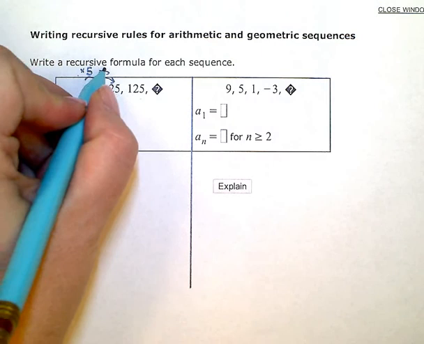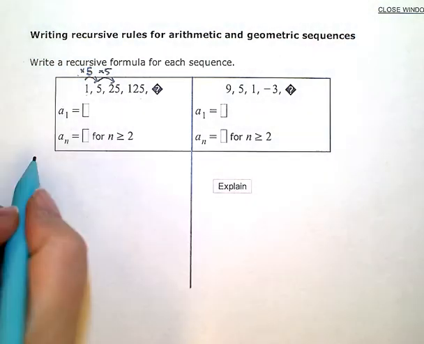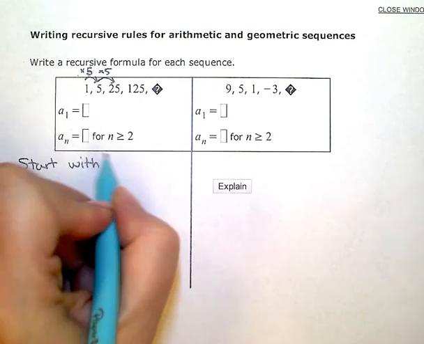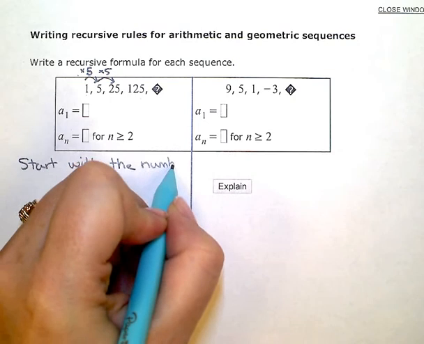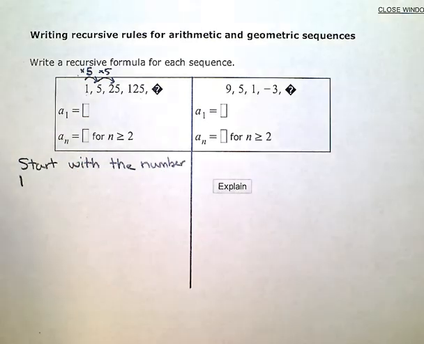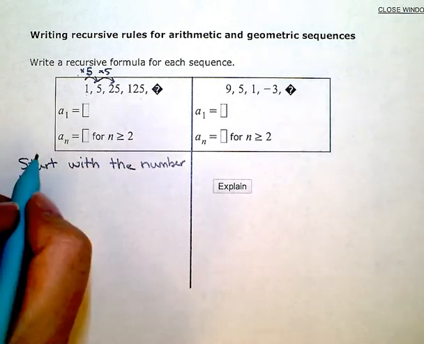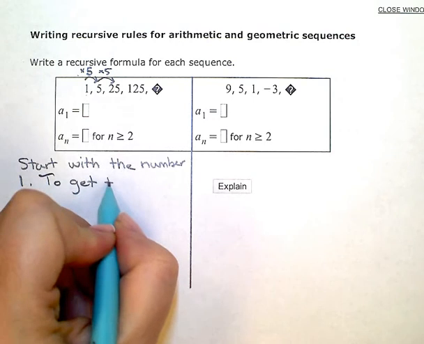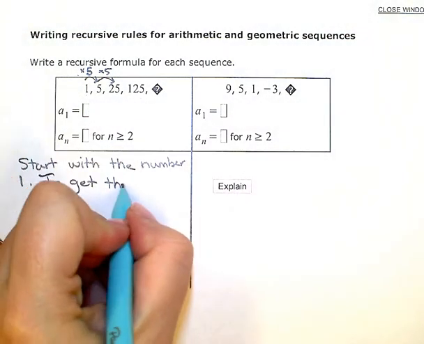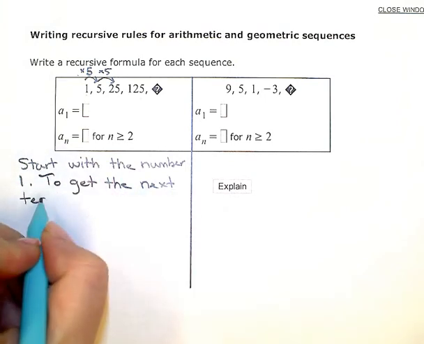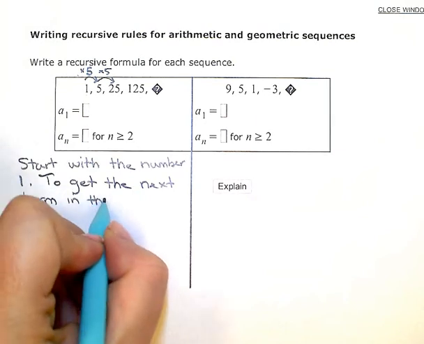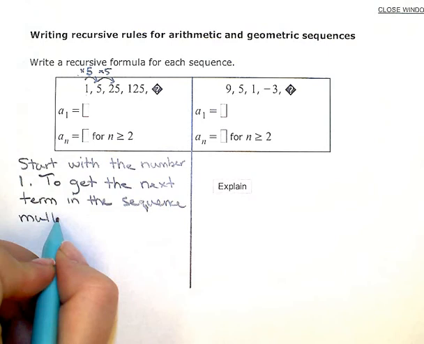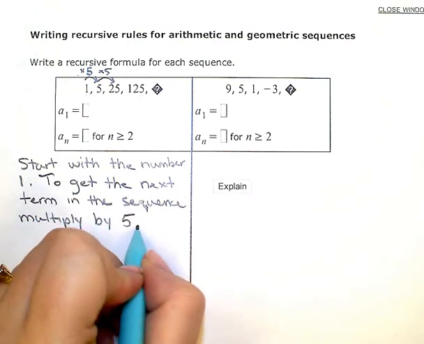So basically, I want my instructions to say this. Start with the number 1. I'm going to write it out in words first, and then we're going to translate it to symbolic instructions. And then to get each other term, or to get the next term in this sequence, multiply by 5, okay? That's what I need my instructions to say.